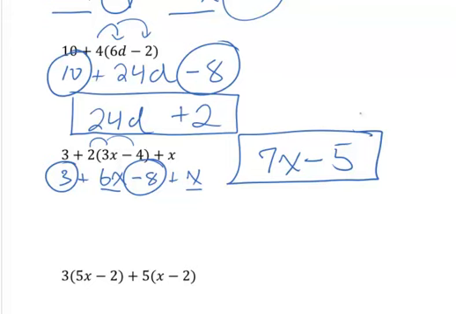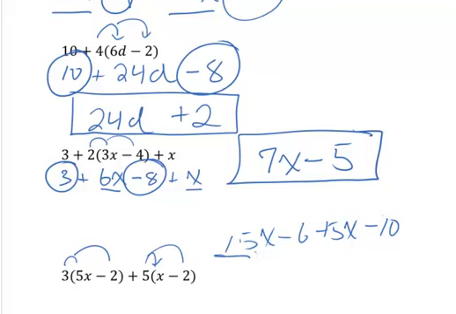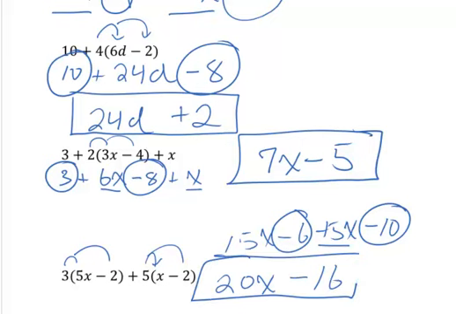Okay, so let's try this last one here. Again, we'll go ahead and work our way and figure this one out. 3 times 5x is going to leave me with a 15x. 3 times a minus 2 is a minus 6. 5 times x is a plus 5x. 5 times a minus 2 is a minus 10. So 15x plus 5x leaves me with 20x. Minus 6 minus 10 leaves me with a minus 16.